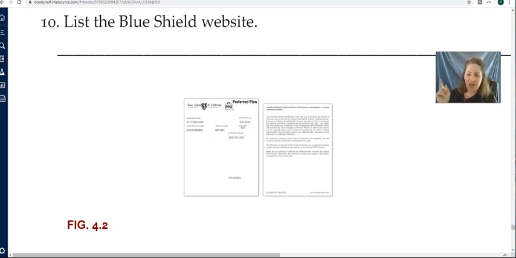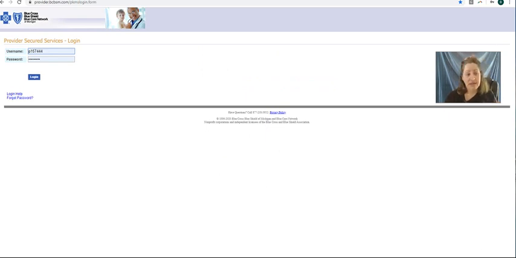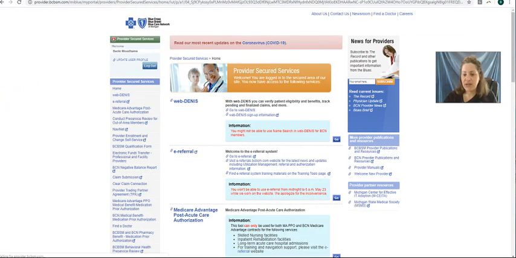Occasionally, I have to call the other state to verify benefits, but even that I can do on my Blue Cross of Michigan website. Okay, so I want to demonstrate a little bit on verifying benefits. This is the Blue Cross of Michigan website. I have to be registered and have a username and login, so you can't just come out here. I think I log into the Blue Cross of Michigan website about 15 times a day when I'm doing my billing job. They call their system Web Denis. I'm going to click on there.